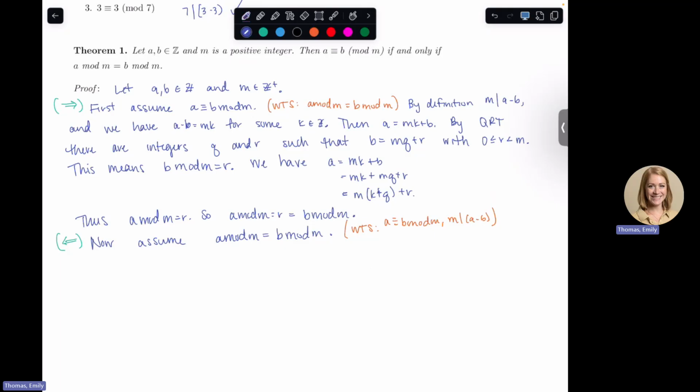Okay, because these have the same remainder mod M, A is going to equal M times Q1 plus R, and B is going to be M times Q2 plus R. We don't know what those quotients are. We do know the M and the R are the same, but we don't know what the Q1 and Q2 are.